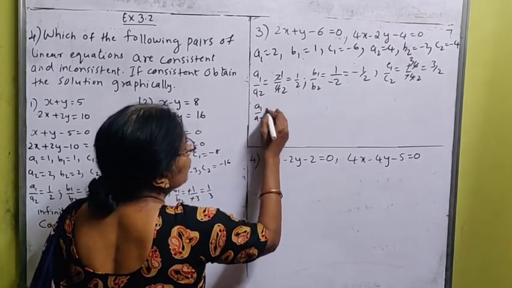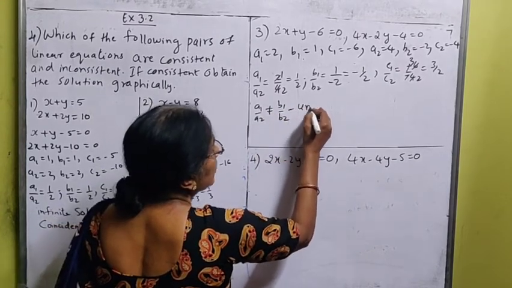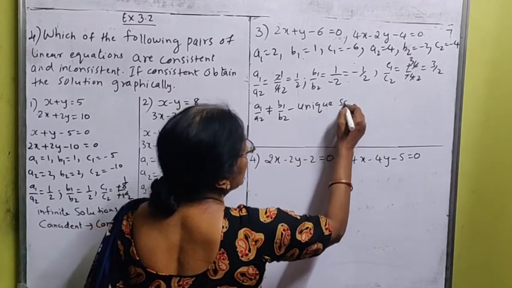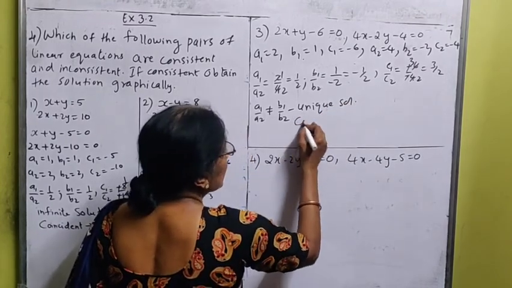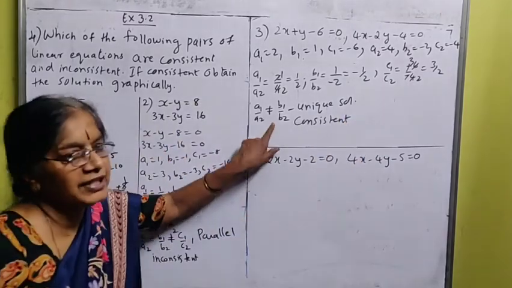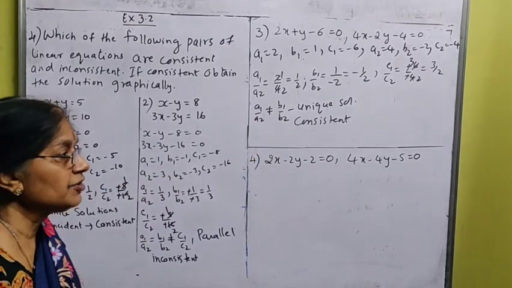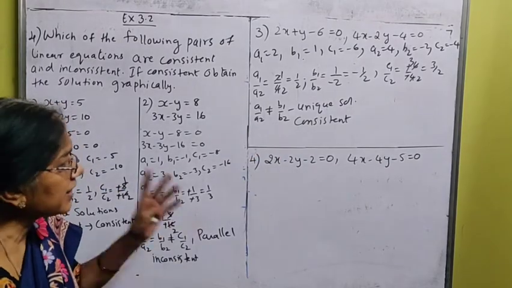A1 by A2 is not equal to B1 by B2. So it is a unique solution. Unique solution means the graph is consistent. So you have to draw the graph of this. Unique solution, it is consistent. Infinite solution, it is consistent. No solution, it is inconsistent.